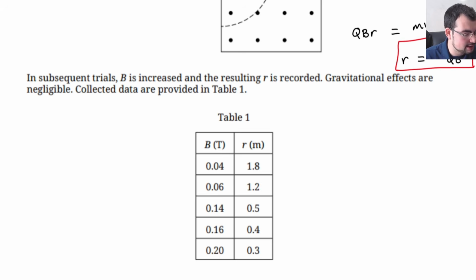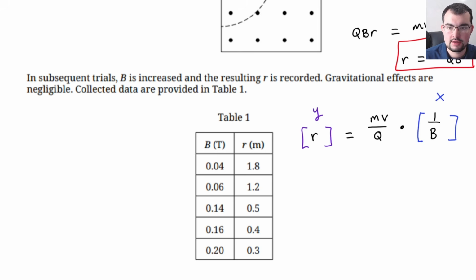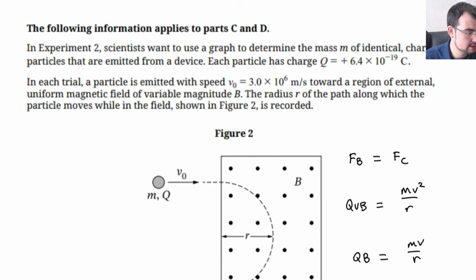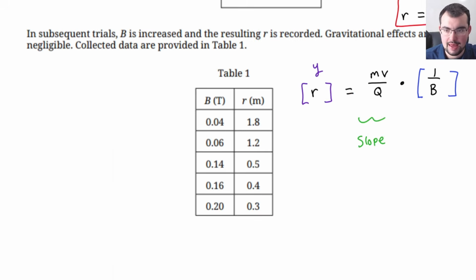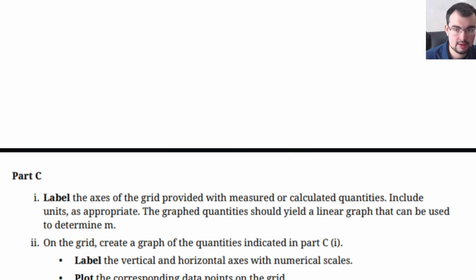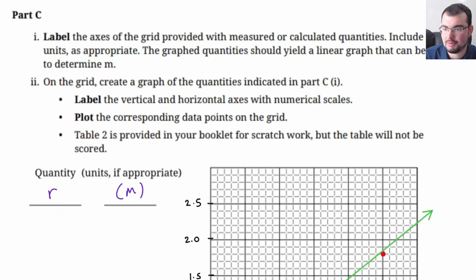So how do we linearize given r and B? Well, r lives in its own box already, so I can just graph r. And then m is a constant, v is a constant, 1 over q is a constant, but 1 over B is not. So this does require linearization. That means the slope of my best fit line will be mv over q. v is given, q is given, m is what we want to find.